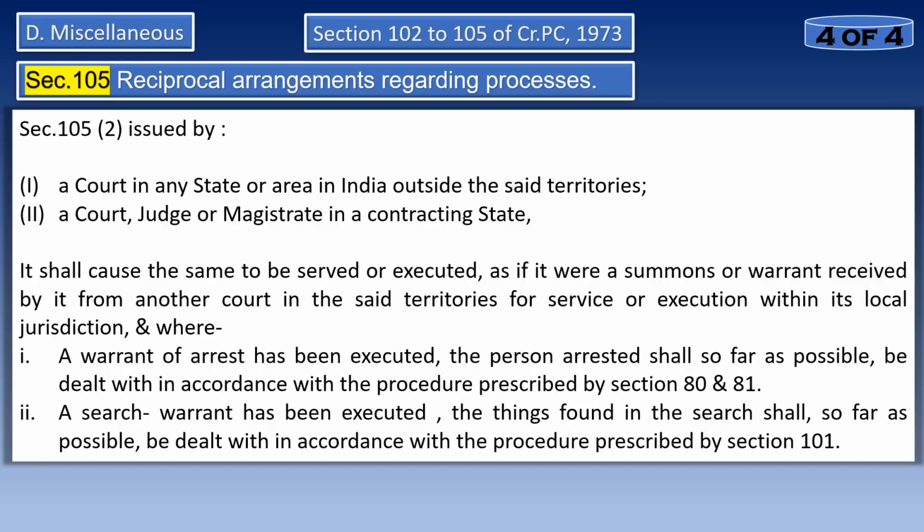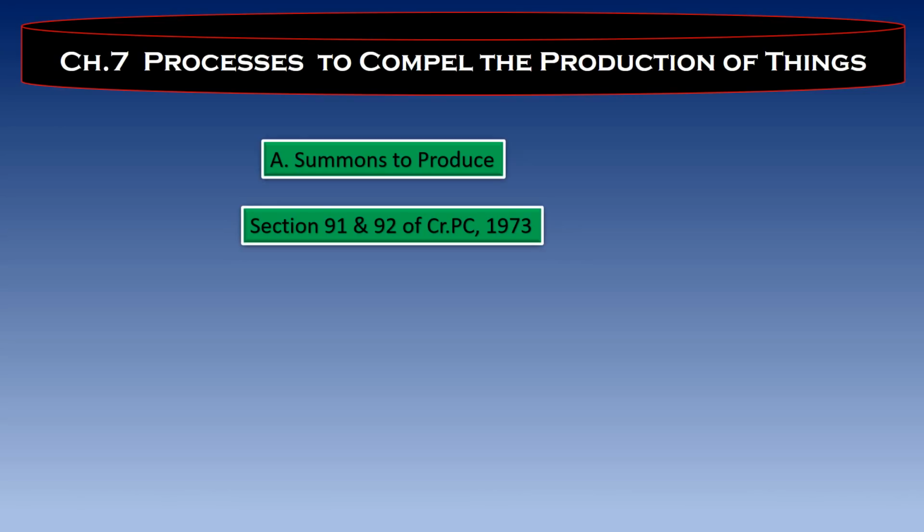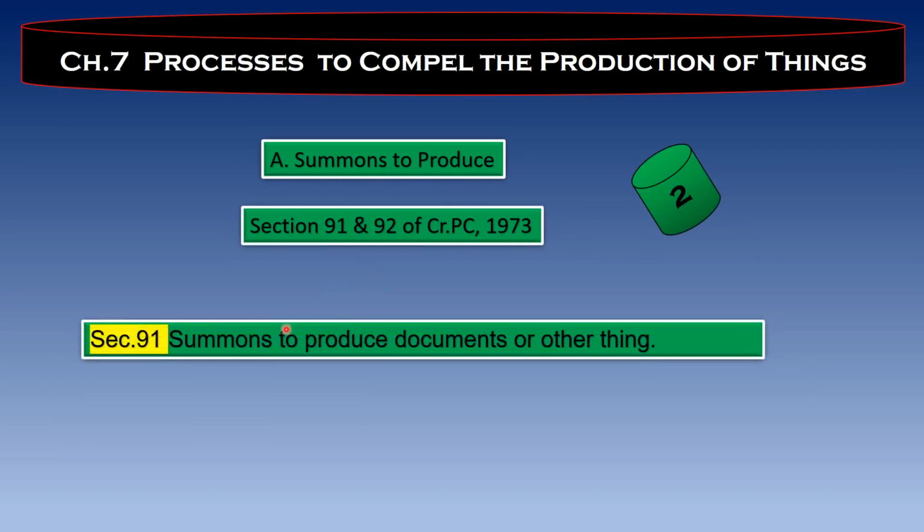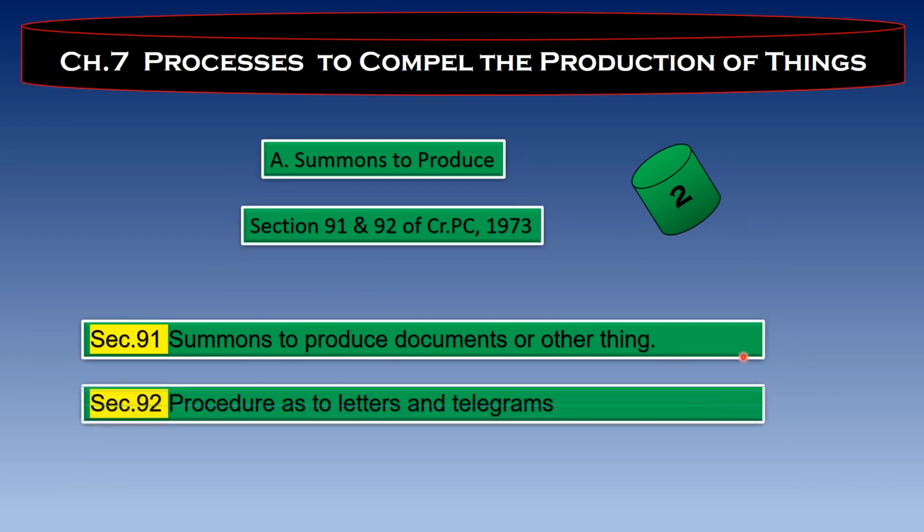With this, we come to an end to chapter 7, process to compel the production of things. Before we wrap up, revision is a must. So let's revise the 4 processes when the court can compel a person to produce a thing. The first process is summons to produce. Section 91 says summons to produce a document or a thing. It is not applicable to letters and telegrams. So the next one is section 92, which says there is a process on letters and telegrams as well. So that has been covered.